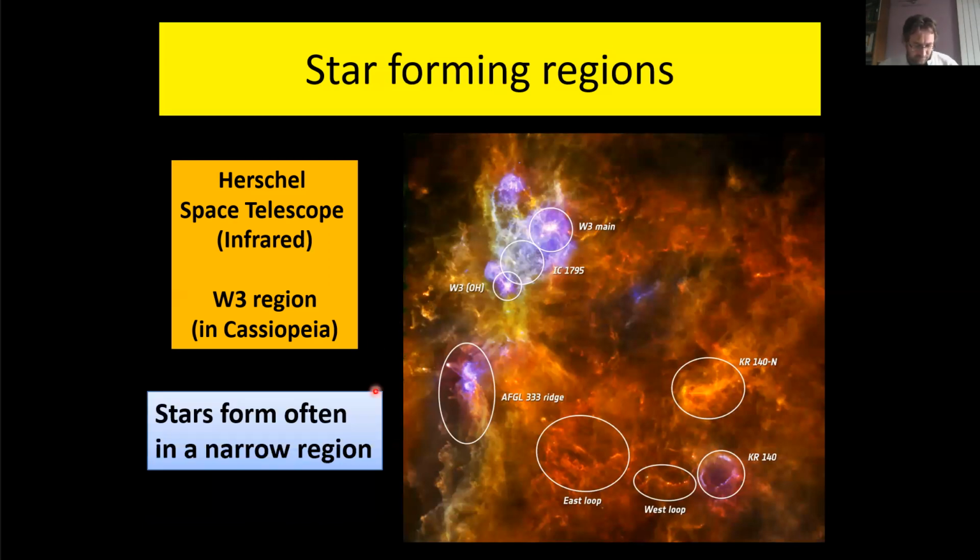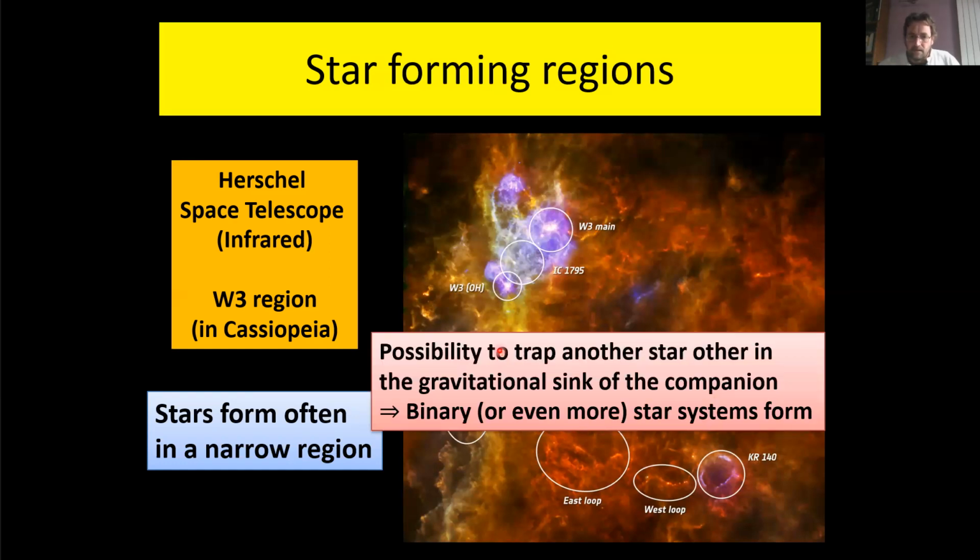We have also seen in this very simulation at the beginning that stars often form in a narrow region. That means they have, on the one side, the chance to trap each other in their common gravitational potential and form binaries, triplet, quartet systems. If you think back, I think it's Tatooine in Star Wars, where you have two suns at once up.